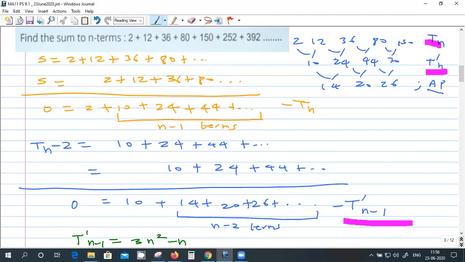Okay, so now T prime n is, how is it related to Tn? It is Tn minus Tn minus 1. Is that clear? If you want to get the first term of this series, I have to subtract T2 minus T1 of the previous series. So similarly, for the n minus 1 term of the prime series, I have to subtract Tn and Tn minus 1. For the second term, I have to subtract T3 and T1. So for the n minus 1 term, I have to subtract Tn and Tn minus 1 of the previous series.